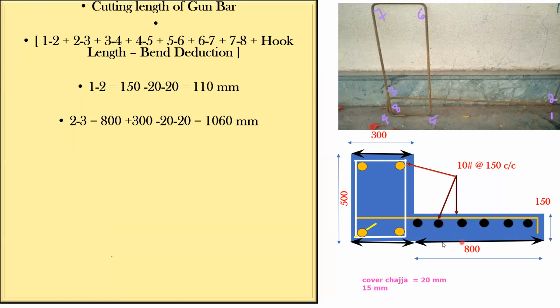Do you agree with me? 800 plus this 300, if I do, I'll get the outer to outer distance, and one cover from this side and one cover from this side. If I deduct, I'll get the straight portion of that. For the cover, I'll write it like this. If I add the overall length and deduct one cover from here, one cover from here, I'll get this particular straight length. Understood? So I've done the same thing. This is 800, plus 300, minus 20 from here, minus 20 from here. So it is 1060 mm. Okay, great.